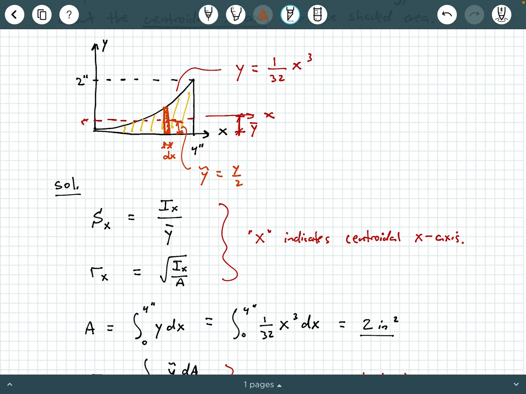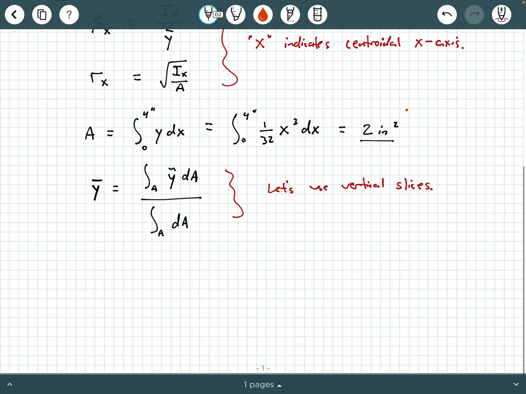That's just going to be, of course, the function value y divided by 2. And so all we do is say this function value over 2, and that is clearly going to become 1 over 64 x cubed. You just take that function divided by 2. That's it.